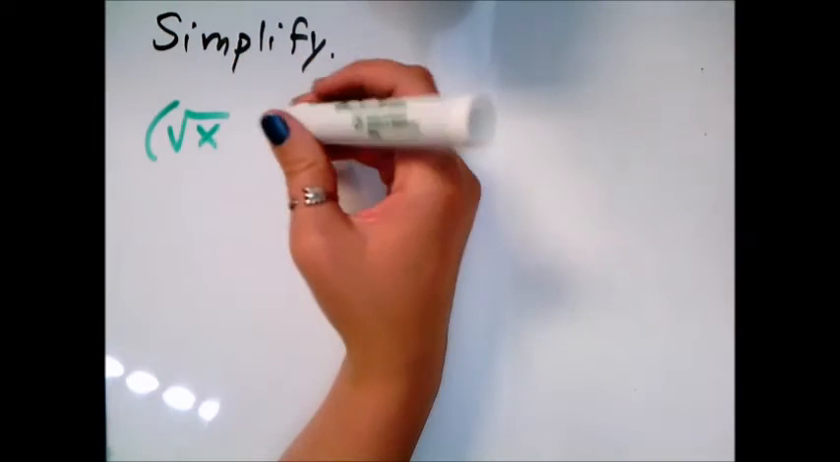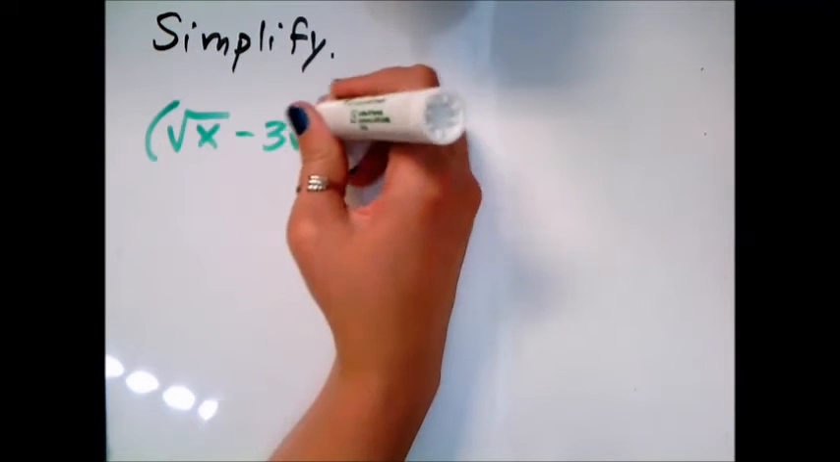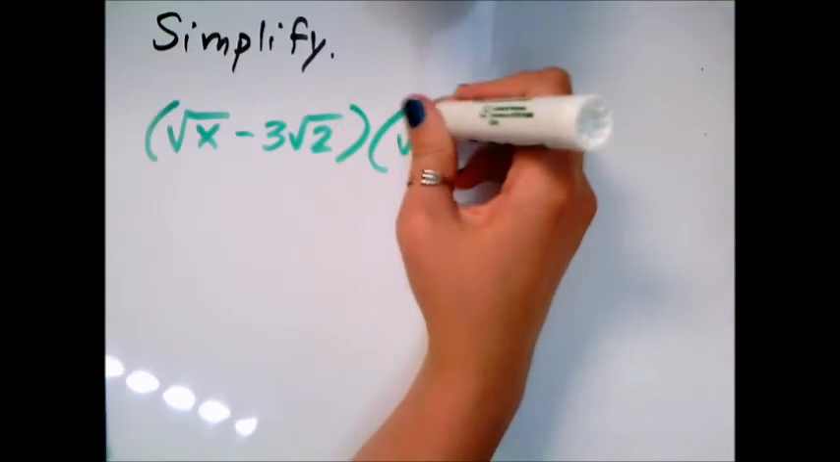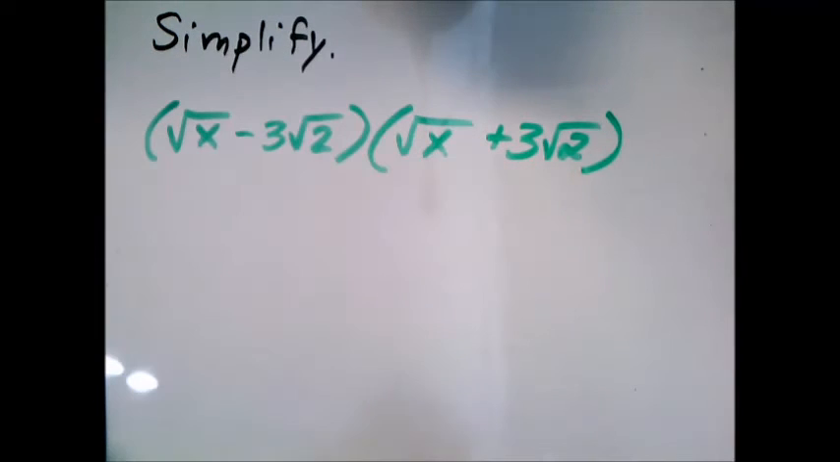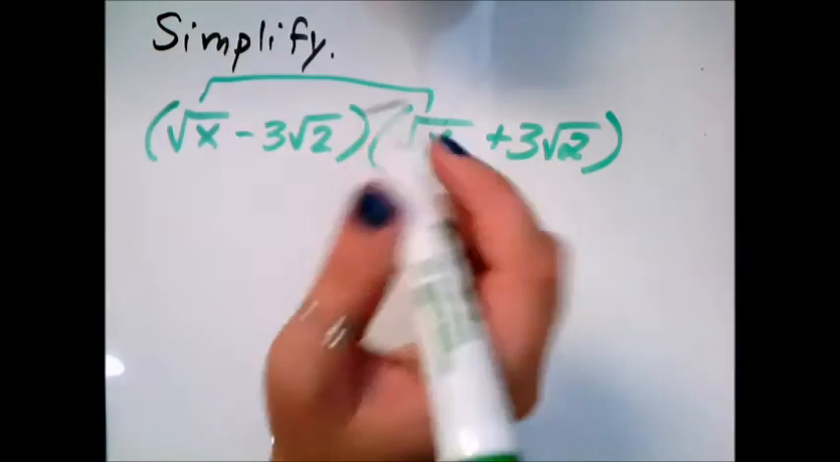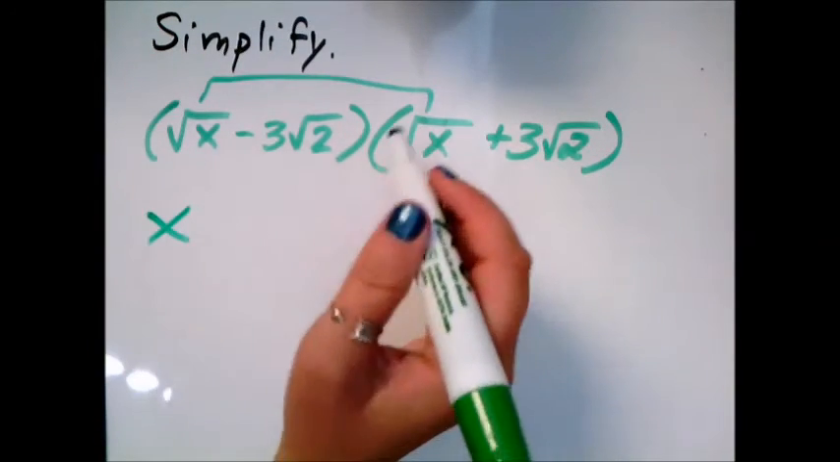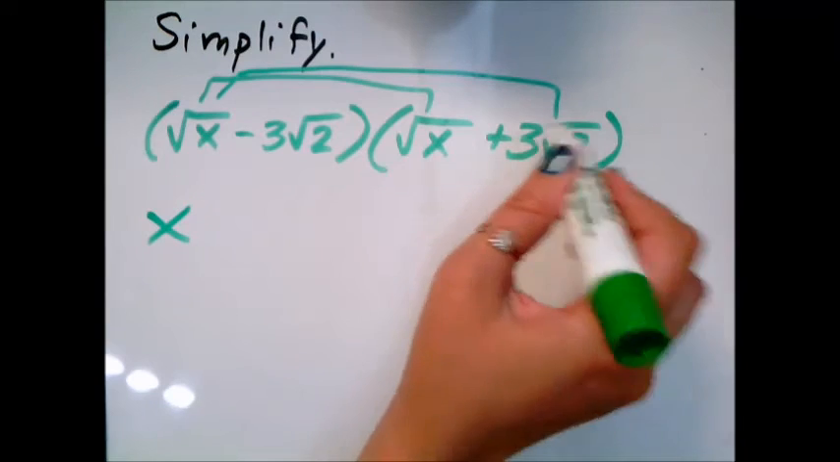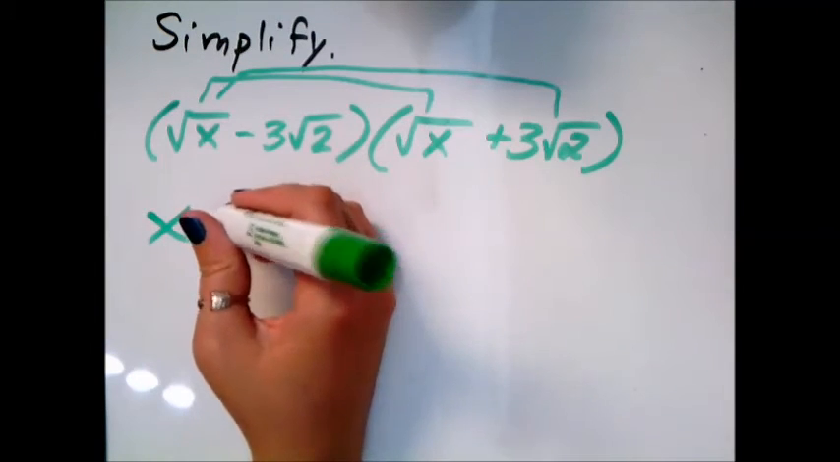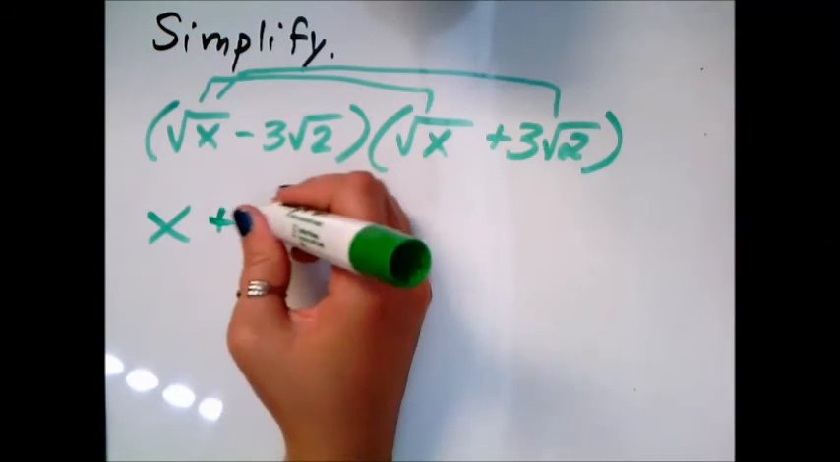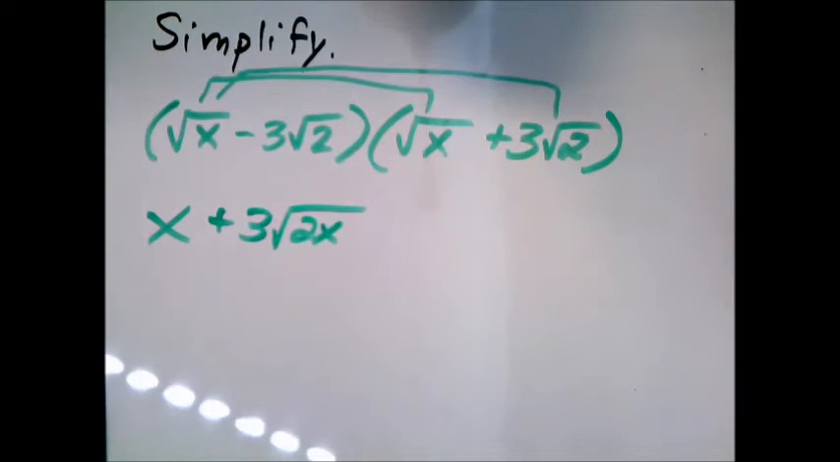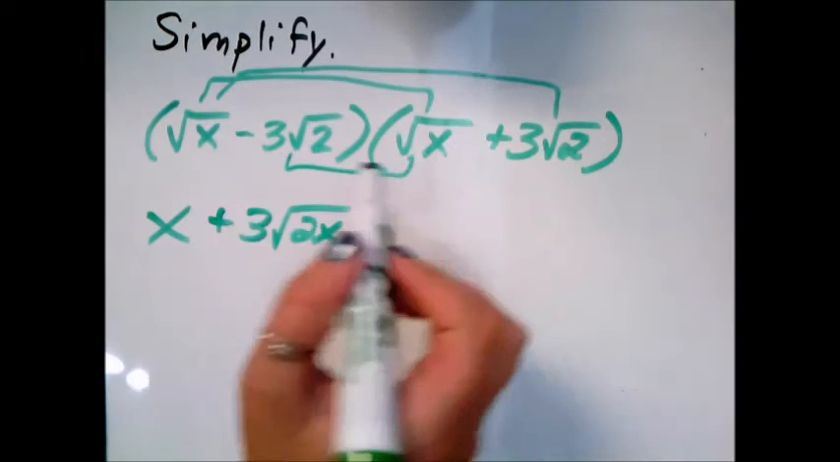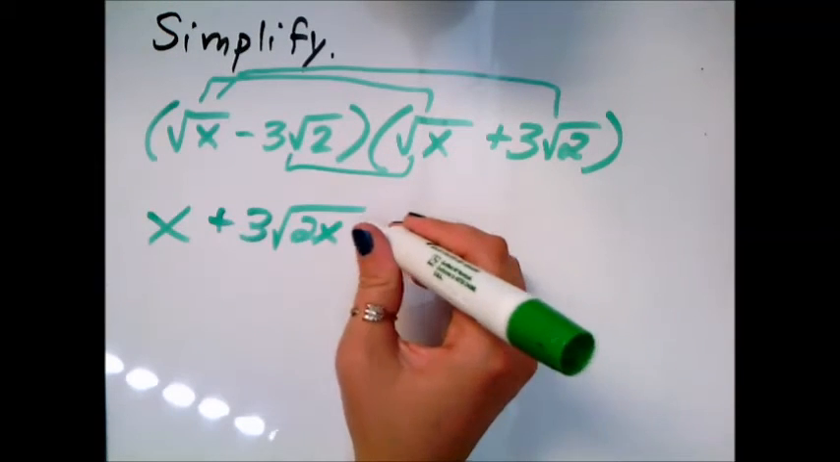So square root of x minus 3 square root of 2 and square root of x plus 3 square root of 2. So before they even point out this pattern, let's just FOIL and see what happens. So square root of x times square root of x, first term, is just x. My outside term, square root of x times 3 square root of 2, is positive because they're both positive. So 3 is my front number, and square root of x times square root of 2 is square root of 2x. And then on this one, it's a negative times a positive, so negative.